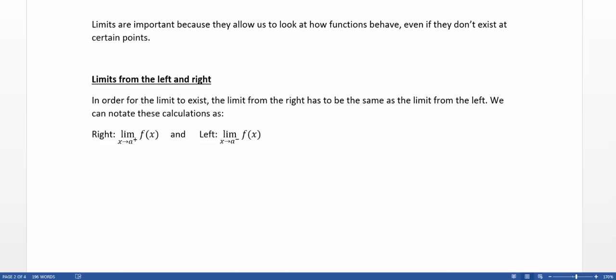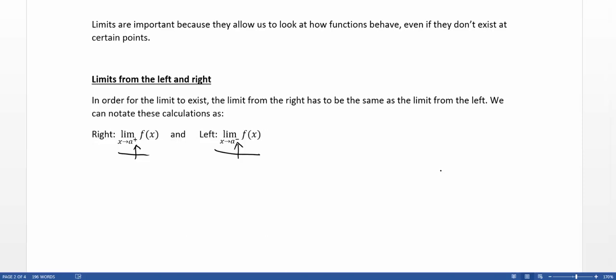In order for a limit to exist, the limit from the left has to be the same as the limit from the right. And when we do these particular calculations, which we'll see how we do algebraically, they have slightly different notation than our regular limit. So when we take a limit from the right, notice this little plus symbol next to a. That means when we're approaching a number, we're approaching it from the right. That plus indicates that we're a little bit bigger than the independent value. Now, when we approach a number from the left, we're going to use this little minus symbol to indicate that we're approaching it from a little bit less than the number we're approaching.